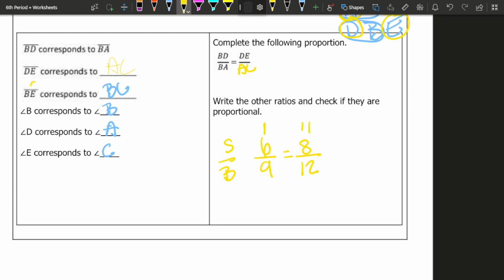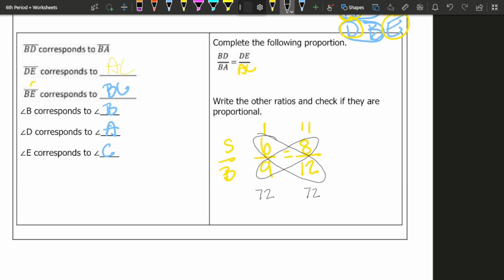Now, how do you find proportionality? Very, very easy. Let me show you. All you got to do is multiply these two like this. Cross multiply. What is 9 times 8? 72. Put it right here. Okay? Now multiply these two and put it on the bottom. What is 6 times 12? 72. It's also 72.